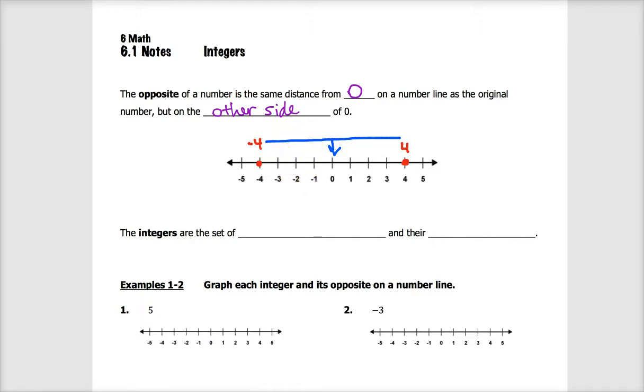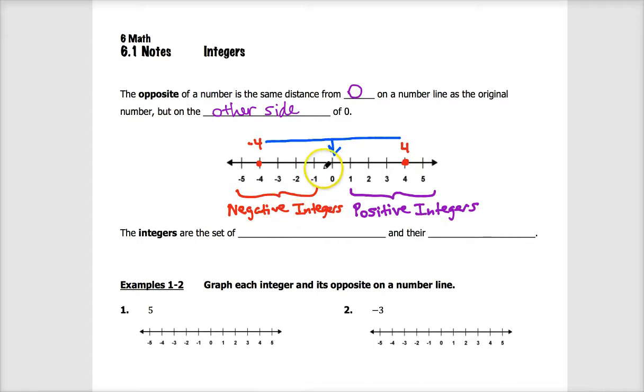All numbers to the right of 0 on a number line are what we call the positive integers. Okay, so starting with 1, 2, 3, 4, 5, etc. These are what are called the positive integers. And then similarly, all numbers to the left of 0, starting with negative 1, are what are called the negative integers. Zero itself is neither positive nor negative, it's just 0.